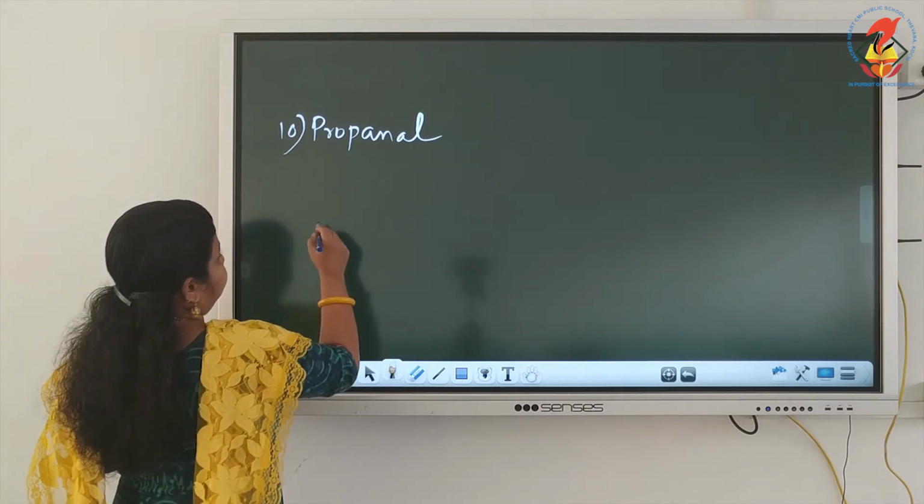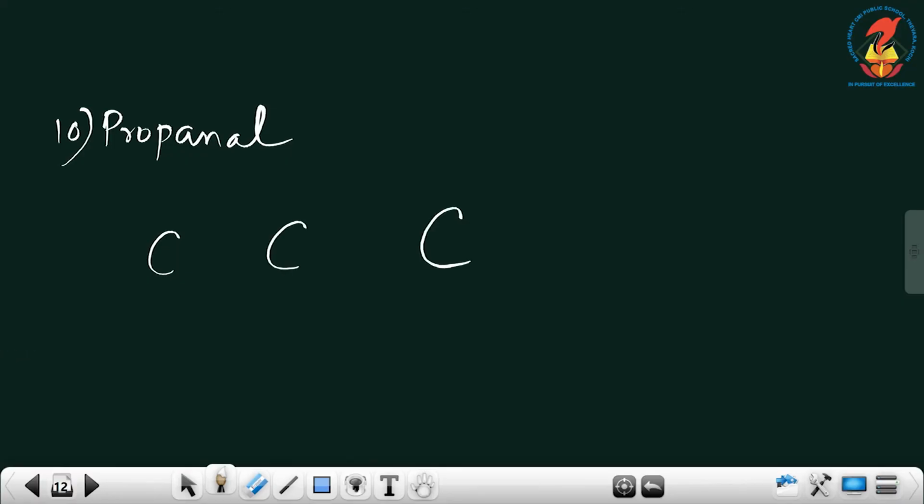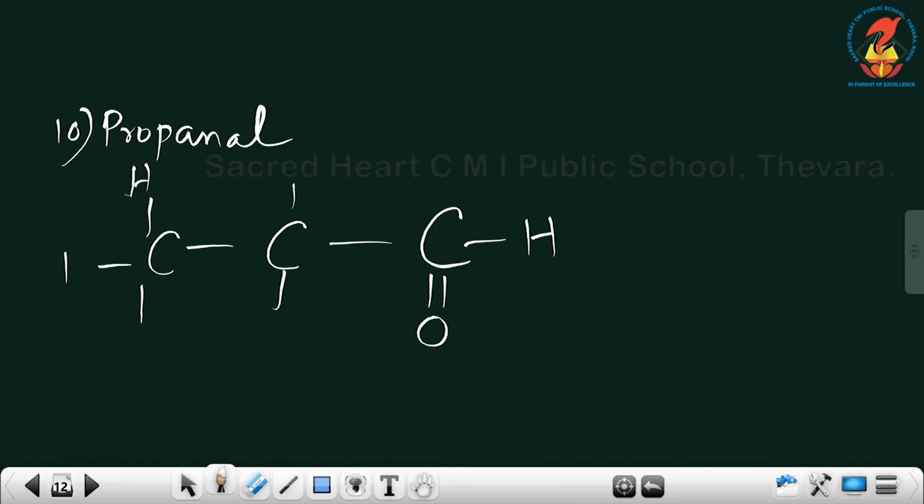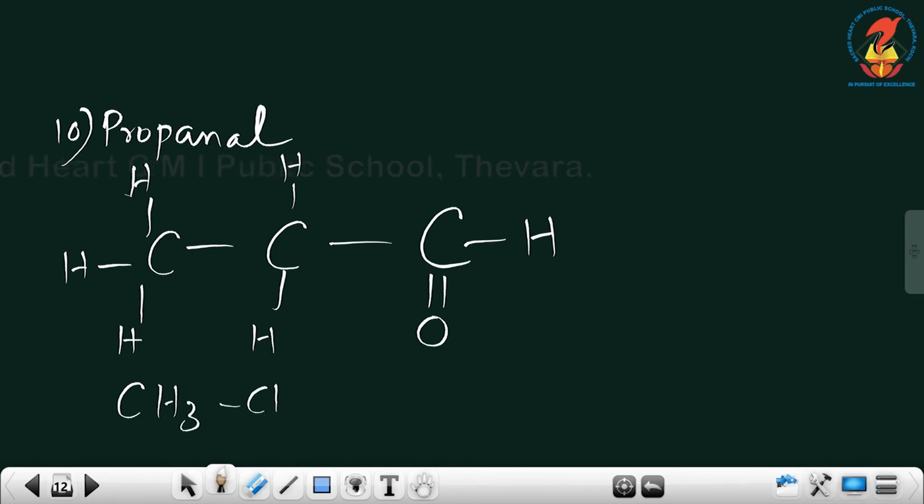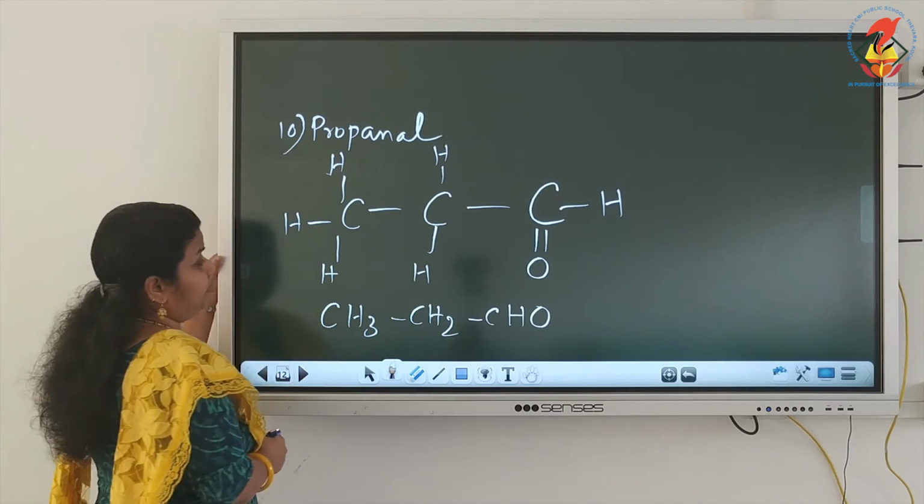Propanal. Prop means 3. AN, so all the bonds are single bonds. Al means aldehyde. So one of the carbons should be converted to the aldehyde functional group CHO. Remaining valencies get hydrogen atoms. So we write it as CH3, CH2, CHO. This is propanal.